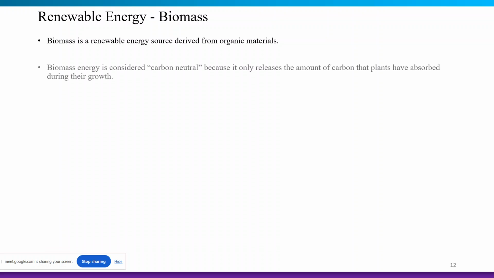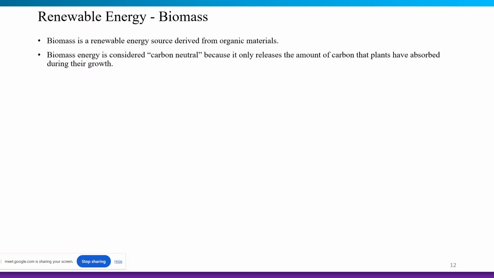So let's now start with the biomass concept. Biomass is a renewable energy source which is derived from organic materials. This energy is considered to be carbon neutral because it releases the amount of carbon that the plant itself absorbed during its growth, right? Plants absorb carbon dioxide for their photosynthesis. Now, what are the forms of biomass that we consider, not only for energy generation but also for some valuable product generation?